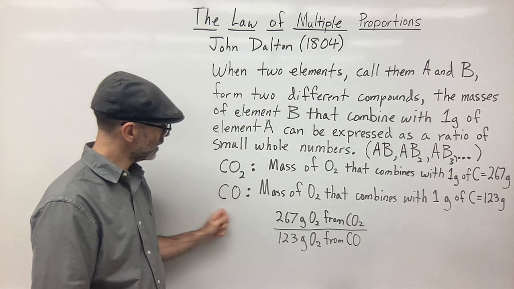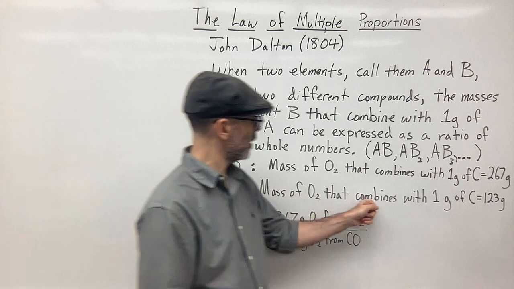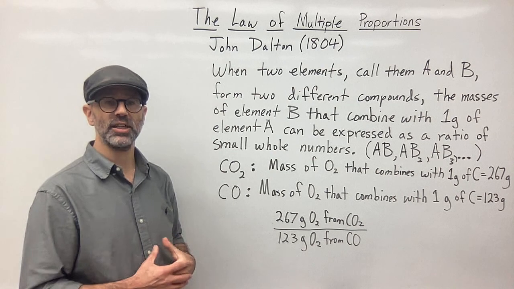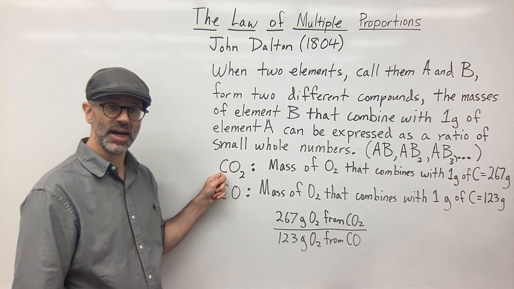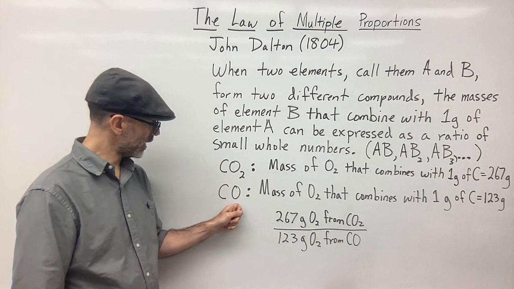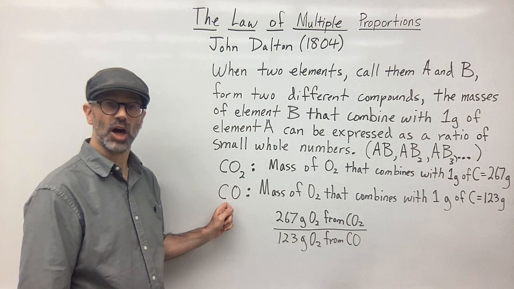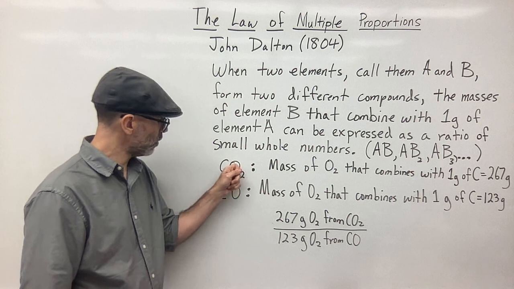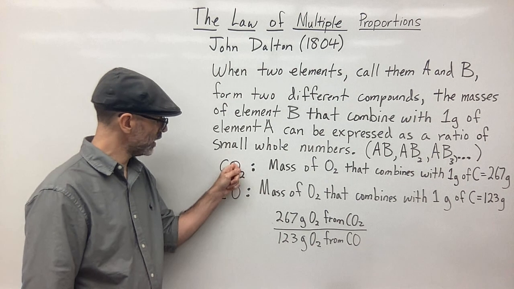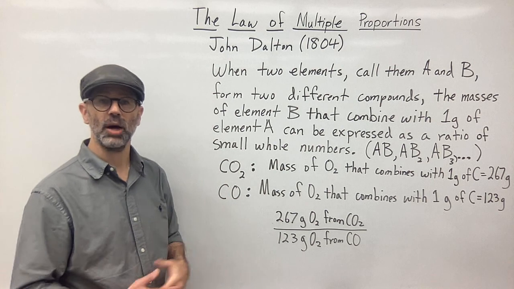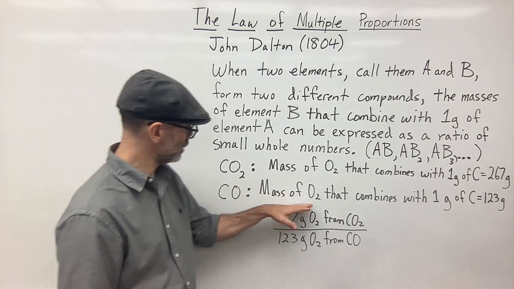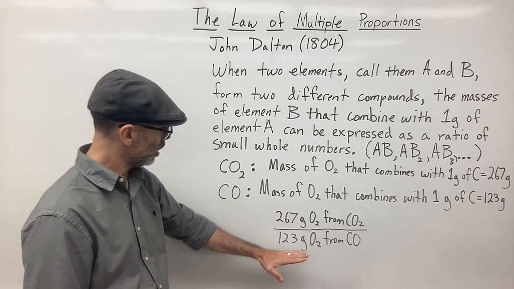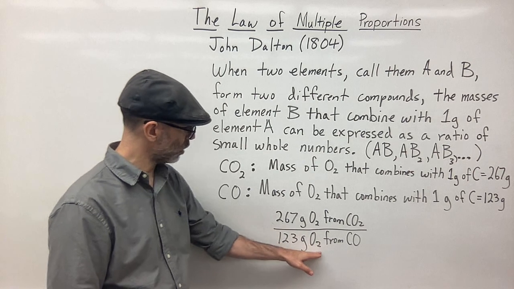So what about in this compound here? Here, the mass of oxygen that combines with 1 gram of carbon is 123 grams. So we got the mass of oxygen that binds with 1 gram of carbon for carbon dioxide, and we have the mass of oxygen that binds with 1 gram of carbon for carbon monoxide. So what the law of multiple proportions is telling us is that the ratio of the masses of the oxygen is going to be a whole number ratio. And so if we do a ratio here, you can see that we have 267 grams of oxygen from the CO2 divided by 123 grams of O2 from CO, right?